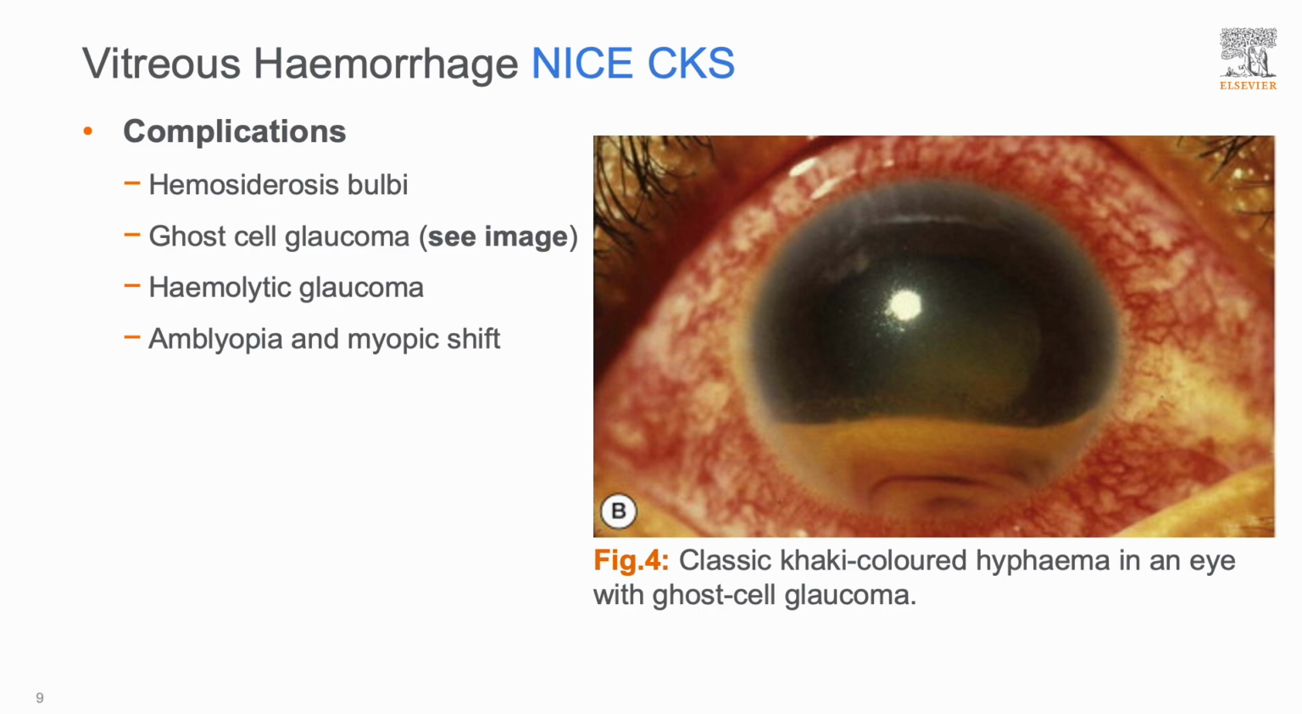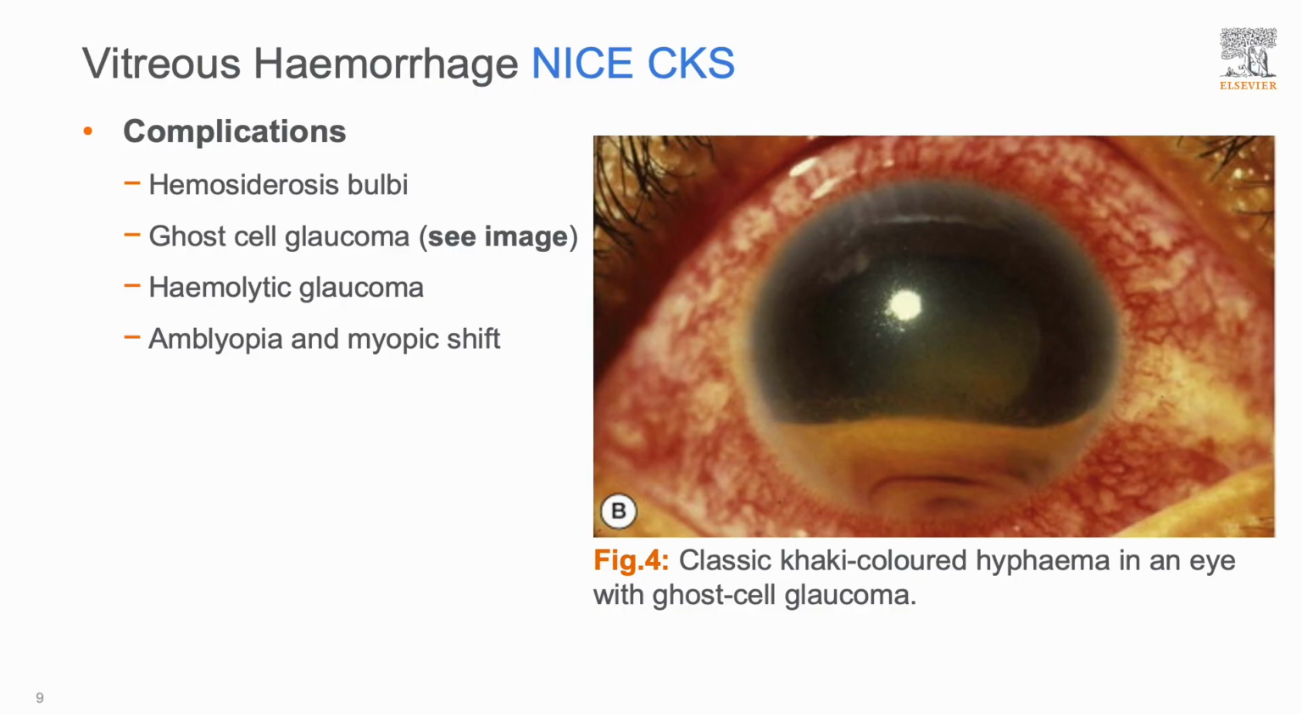Vitreous hemorrhage can lead to several complications, including hemosiderosis bulbi, ghost cell glaucoma, as depicted in Figure 4, hemolytic glaucoma, amblyopia, and myopic shifts. Hemosiderosis bulbi is a rare complication caused by a release of iron from hemoglobin breakdown. Iron is initially stored in macrophages as ferritin and hemosiderin, but can later be released into the vitreous, resulting in deposition within the ocular structures.